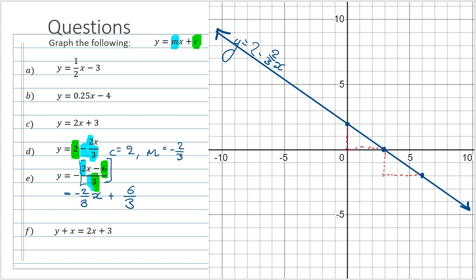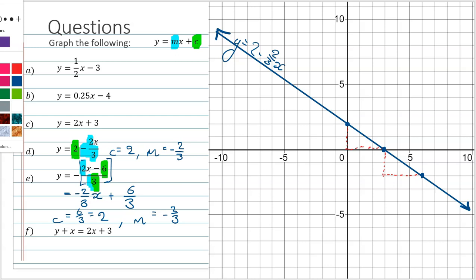And then simplifying a little bit further, 6 divided by 3 is 2. So simplifying further, c equals 6 divided by 3, which is equal to 2. And then m is equal to negative 2 over 3.